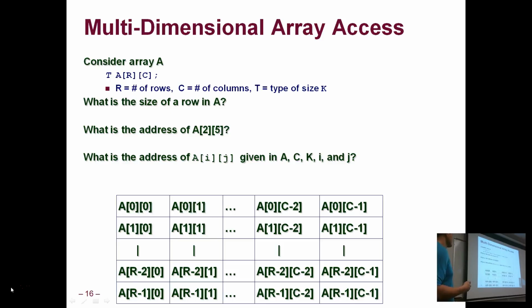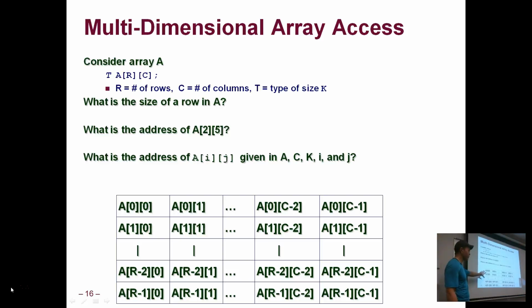That's cool. All right, so consider this. This is our first example. You have a data type. You have the name of the array A, number of rows, number of columns. The data type has a size k. What is the size of a row in A? How big is this row?